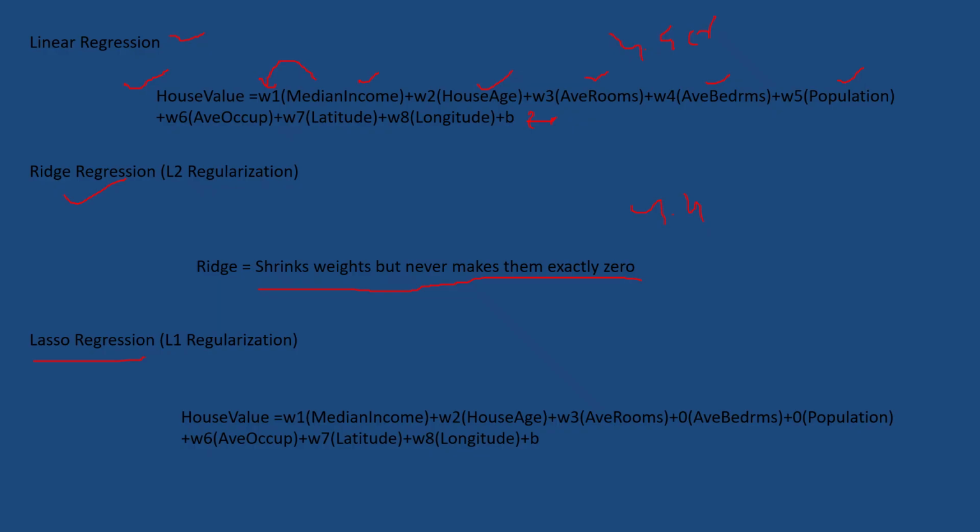And then if you go for lasso, it's going to predict 4.3 because the model decided that maybe the population and average bedrooms are not that important. So let's try to ignore them completely. So what do you see here? The weight becomes 0 for the population and the average bedroom weight is also 0. So technically, it's not going to use these two features.